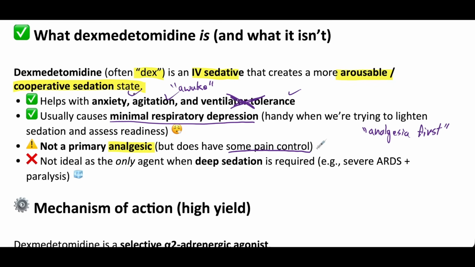If you are targeting deep sedation, goodness forbid someone is so sick and they're being paralyzed for whatever reason, and you need to put them in deep sedation to then give them neuromuscular blockade, dexmedetomidine is not ideal as the only agent. It doesn't often reach deep enough sedation levels to be the only agent. So you most likely will need an additional or alternate agent. But for those who you're targeting light sedation, right, those that you're trying to get more awake or get off the ventilator, dexmedetomidine is a really nice drug.